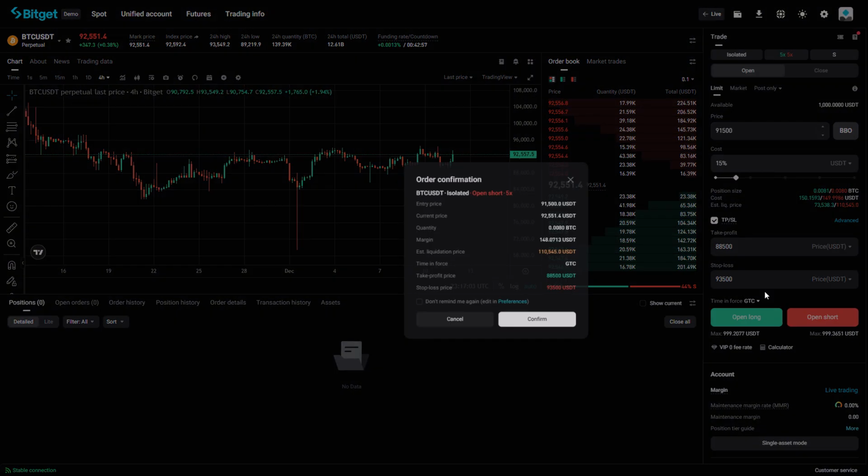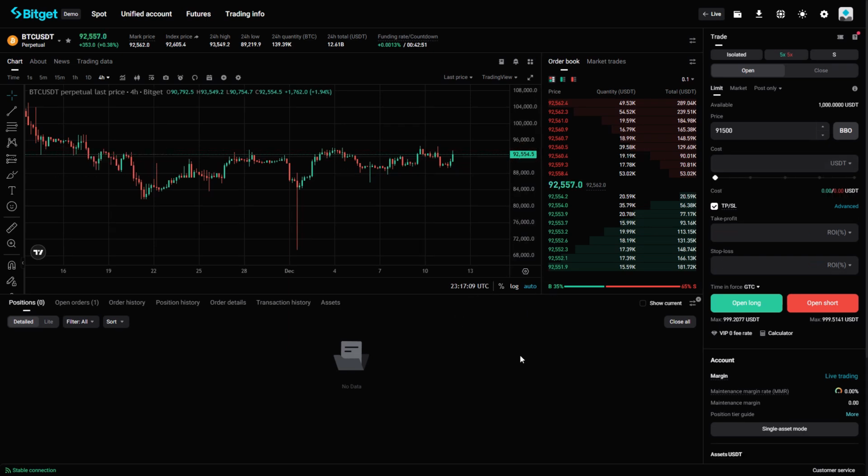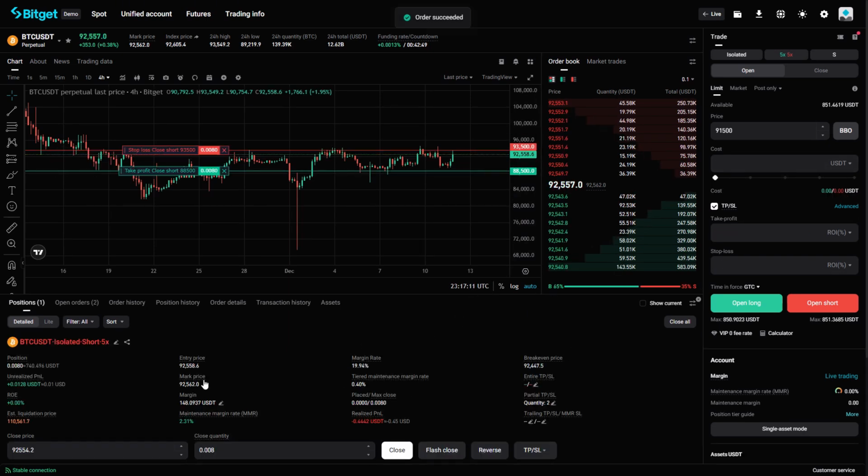Shorting carries extra risk because, in theory, the price can rise indefinitely. If you short Bitcoin at $89,900 and it pumps to $95,000, $100,000, or even higher, your losses grow with every move upward. That is why a stop loss is absolutely essential when shorting. Never short without a stop loss, ever. And just like with long positions, avoid extreme leverage. Stick to something safe like 3 times to 5 times, especially as a beginner.